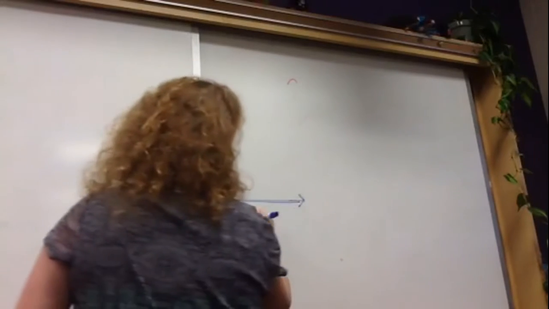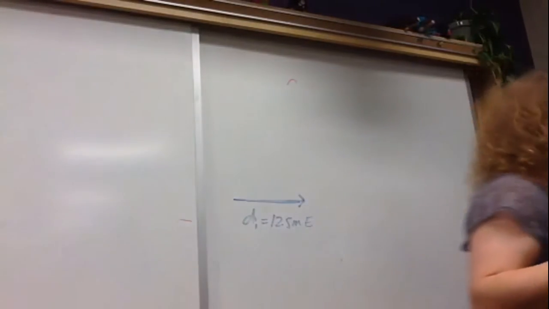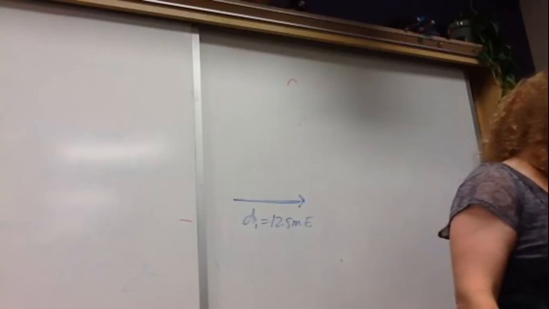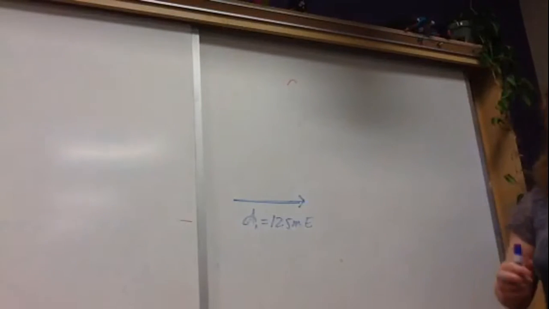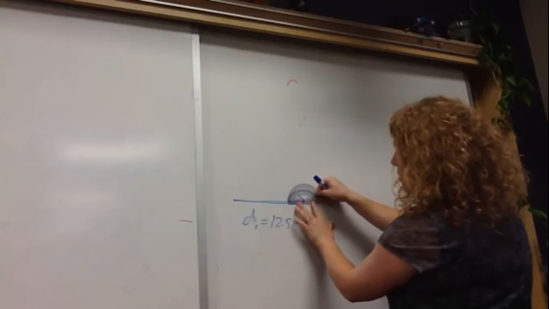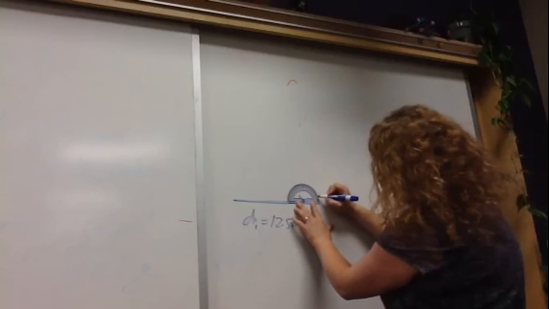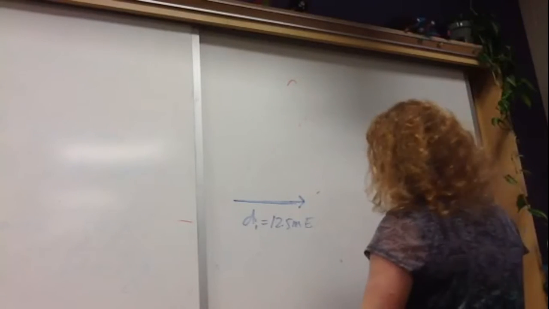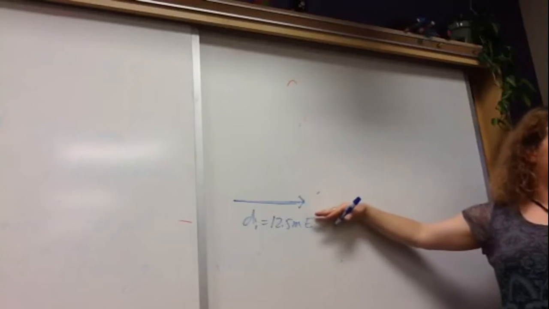So I'm going to label this as displacement 1, 12.5 meters east. Now I have to turn 30 degrees north of east. Where's my protractor? There it is. So I'm going to take my protractor and put the little dot right on the tip of the first vector. I'm going to make a mark out here at 30. Okay, so I made a mark at 30 degrees towards the north from due east.